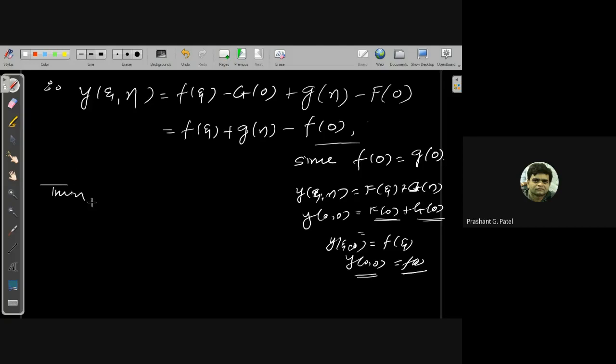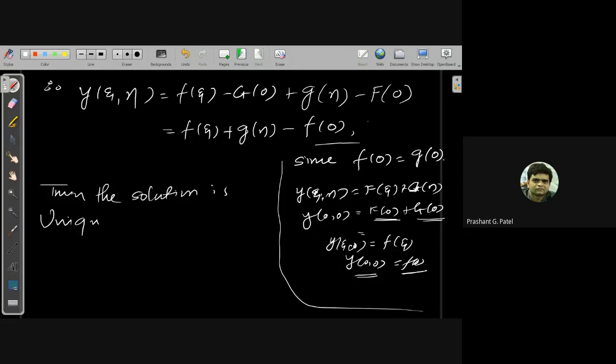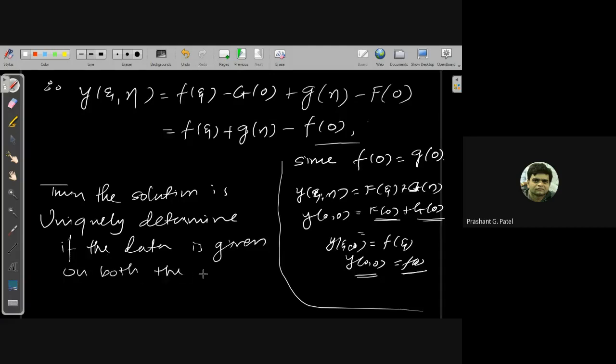So thus what we can say is the solution is uniquely determined if the data is given on both the characteristics. If data is given on both the characteristics, the solution will be unique.